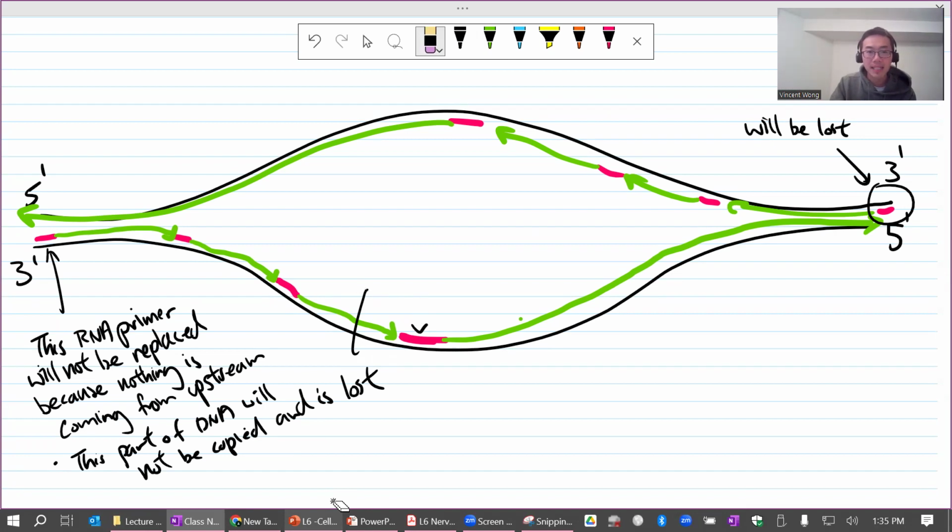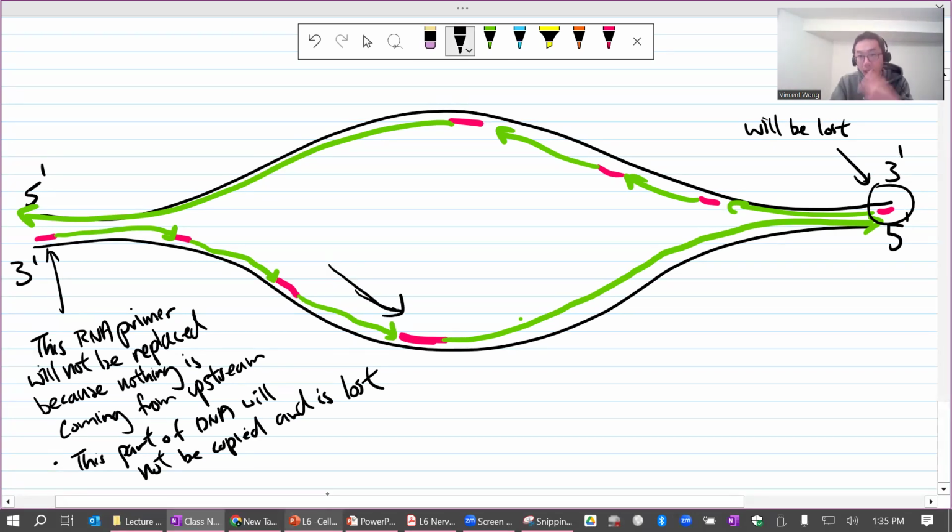and then replace it, right? Yes. So that means something has to be coming down to trigger the replacement, but nothing is coming. This is the end of the line. Yeah, I got it. Thank you. Everybody else okay? Of why we are losing DNA?